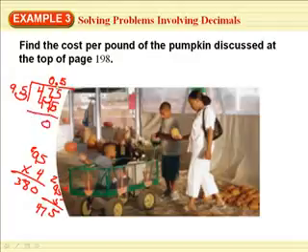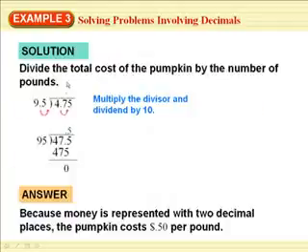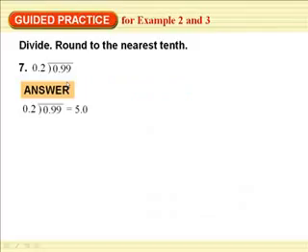Now, remember, decimal money, they want cost per pound, and that's money. Money has 2 decimal places, so we have to add a 0. So that pumpkin is costing us 50 cents per pound. And look down here at the bottom, they talked about money in 2 decimal places. So that's why we added the 0. Okay? So number 7, guided practice.